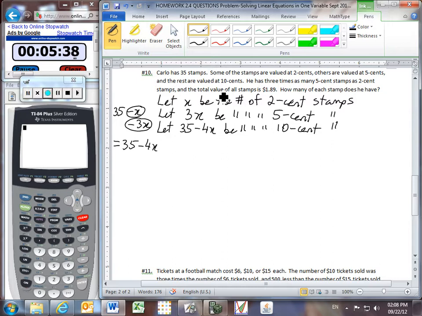And now we know that the total value of all stamps is 189 cents. So, like in the previous problem, the 2-cent stamps are multiplied by the number of 2-cent stamps. That gives us the total value of the 2-cent stamps. And then our 5-cent stamps, we've got 3x of them. And then the ones that are worth 10 each, we've got 35 minus 4x of them. And the total number of cents that this is all worth is 189. And now we'll solve.